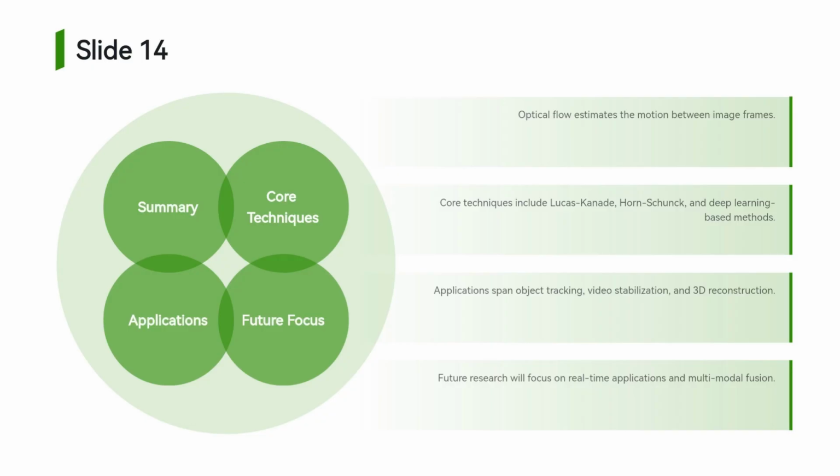Optical flow is a powerful tool in computer vision, enabling machines to estimate motion and track objects across frames. The core algorithms, including Lucas-Kanade and Horn-Schunck, have evolved to handle more complex motion estimation through deep learning-based methods. The applications of optical flow are vast, from object tracking and video stabilization to 3D scene reconstruction. As technology advances, we will see optical flow algorithms becoming more efficient, accurate, and integrated with other sensor data for better performance in real-world scenarios. The future of optical flow is bright, with potential breakthroughs in real-time processing, autonomous systems, and enhanced scene understanding.